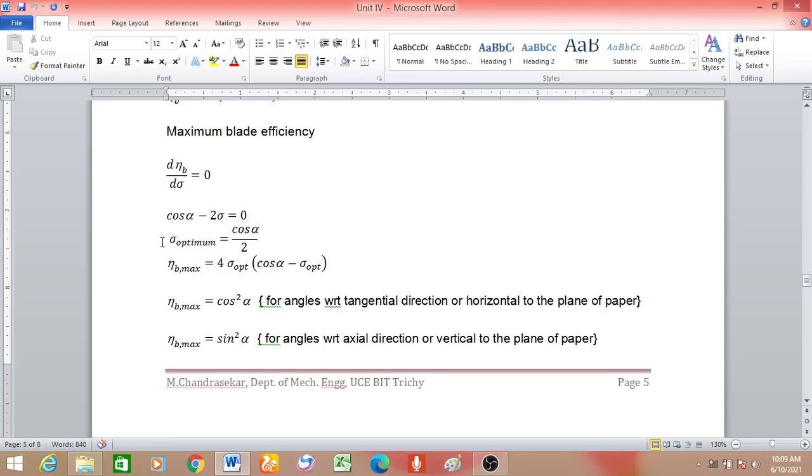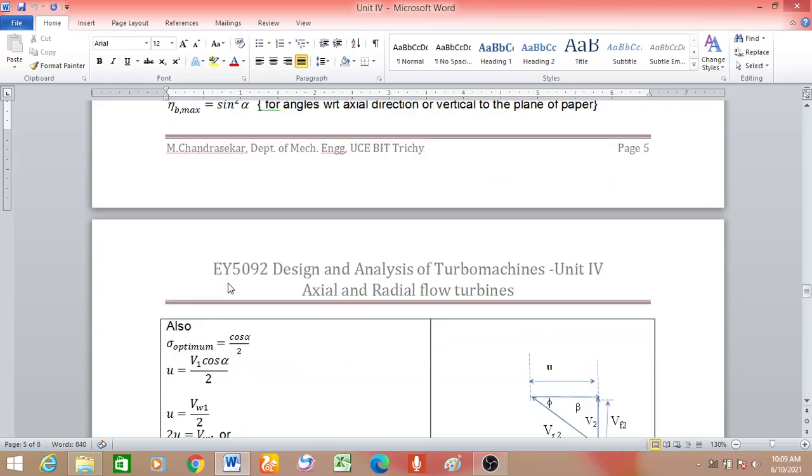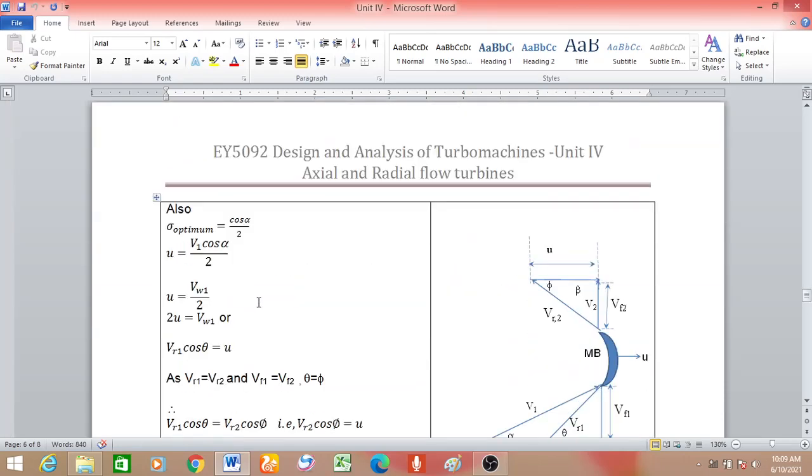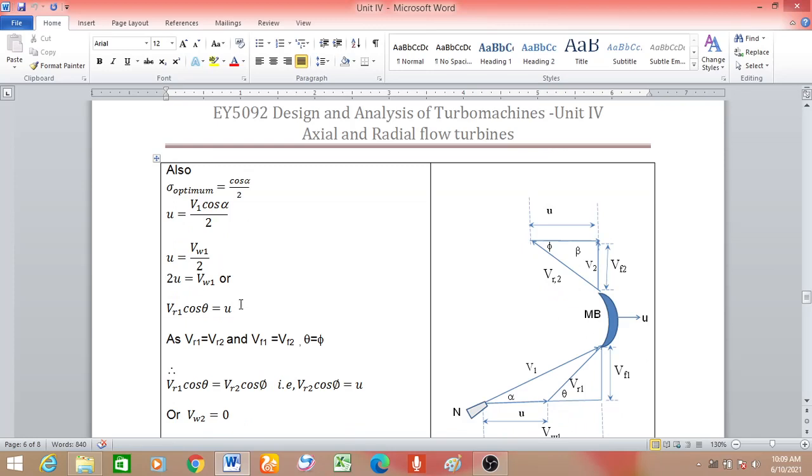For that, we had the condition, namely the optimum speed ratio should be cos alpha by 2. After substituting this sigma optimum in the efficiency expression, we had the expression for maximum blade efficiency as cos squared alpha, where alpha is with reference to the tangential direction, or the horizontal in the plane of paper. Okay, so from that we also deduced these conditions.